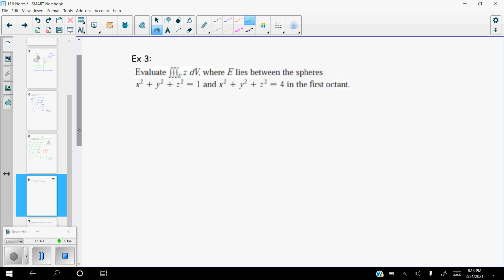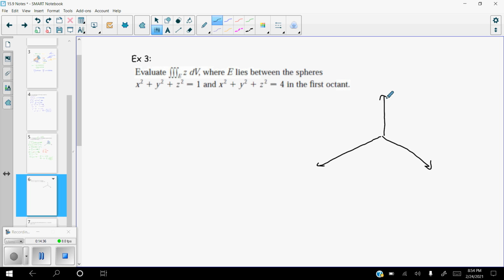Unfortunately, we can't do that in this case because we do have a density function and it's variable. It's not like it's a constant density function, because if it was constant, then we could still do the same idea and just multiply it. But here's what we're looking for. Oh, and it says in the first octant, if I didn't read that part already. So this is what we've got.